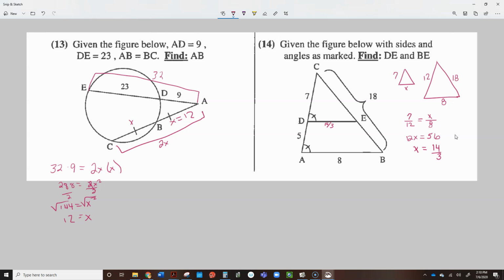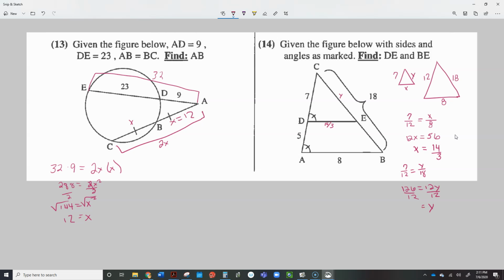Now they want us to find BE, this piece right here. Well, if I find this piece, we'll call this Y. If I find this piece right here, I can subtract it from 18 and I'll know what BE is. So I'm going to do again, 7/12 is equal to Y over 18. And I'm going to cross multiply. 7 times 18 is 126. And that's 12y. Divide both sides by 12.